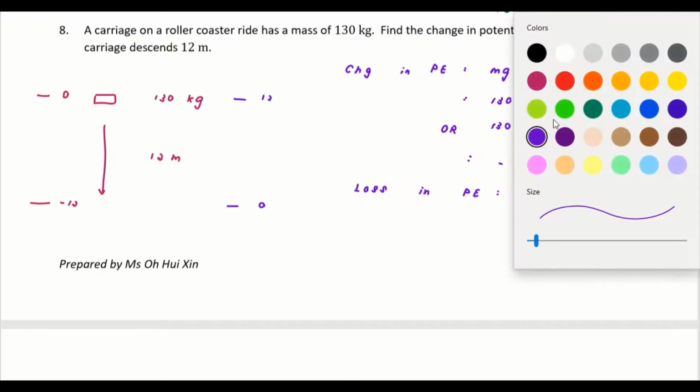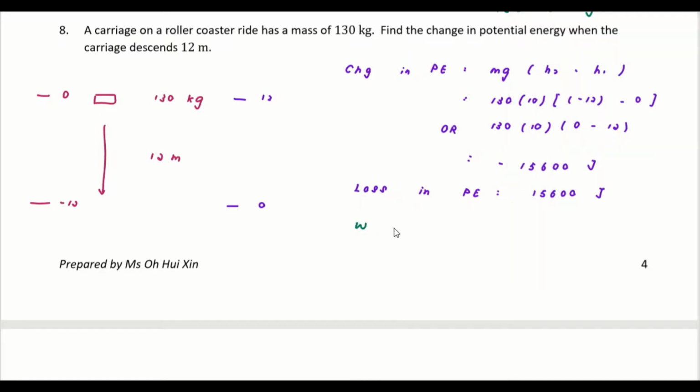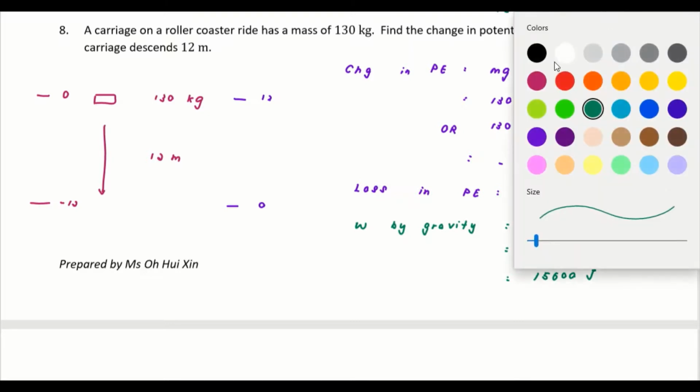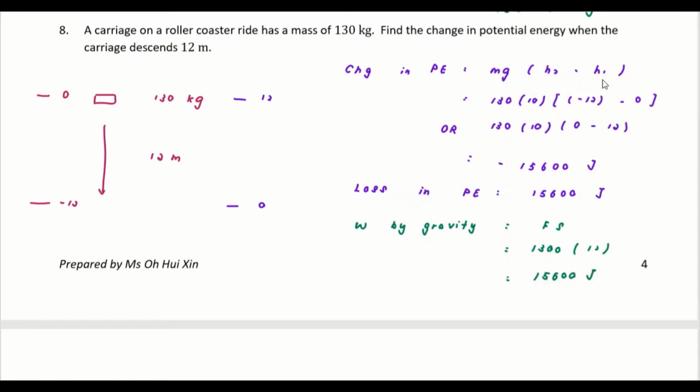If we talk about work done, what is this work done by the force? What is the force that actually causes this work done? It's the weight, right? So it is the work done by the gravity. You can see if we carry out F times s, it's going to give us the same thing, which is 1300, then the displacement is 12. From here, you are going to get 15600 joule as well. Of course, you will realize that the number is the same. In another way, you can also understand it from the formula, because PE is mgh, and the work done is Fs.